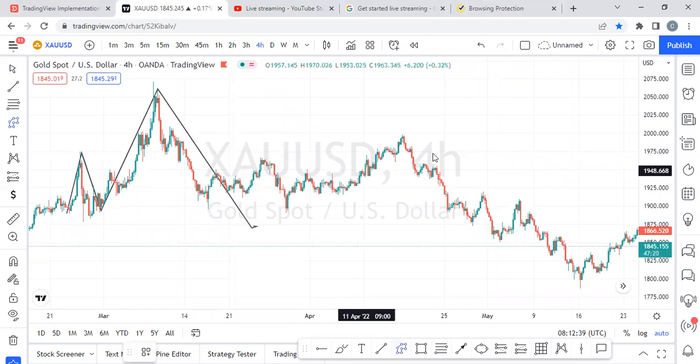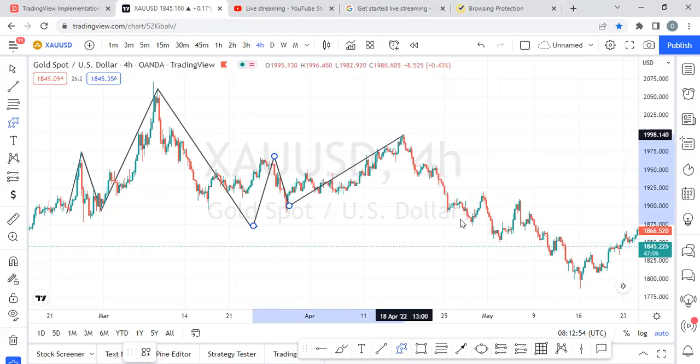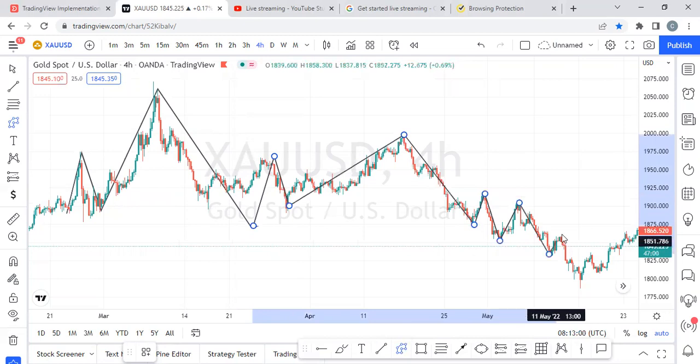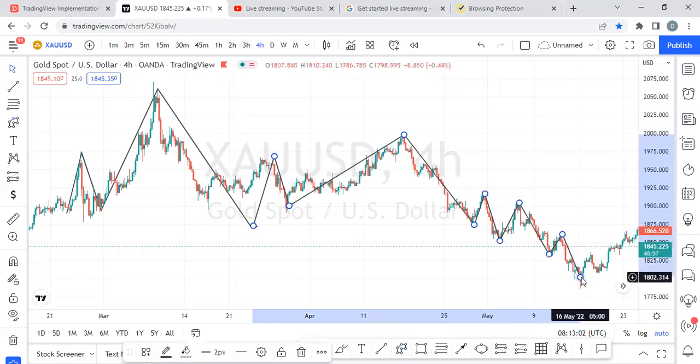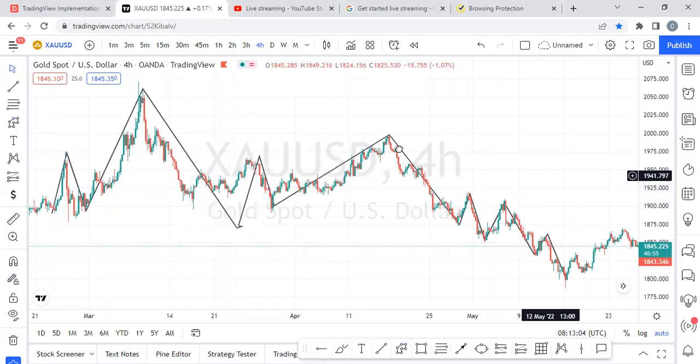You can see there was a kind of false break of structure at this point because we had a lower high. I'm going to clear this low. I was thinking that this was a BOS, but you can see it went below. Gold has been bearish, with lower highs and lower lows forming. This is market structure. So we have established that gold has been bearish for a while.